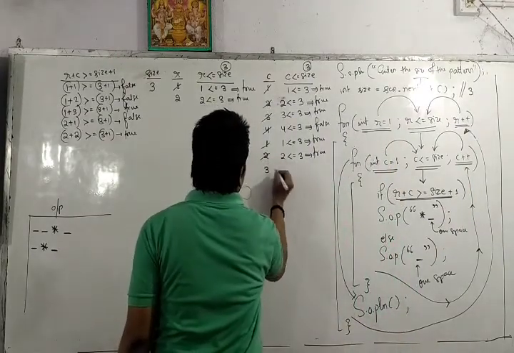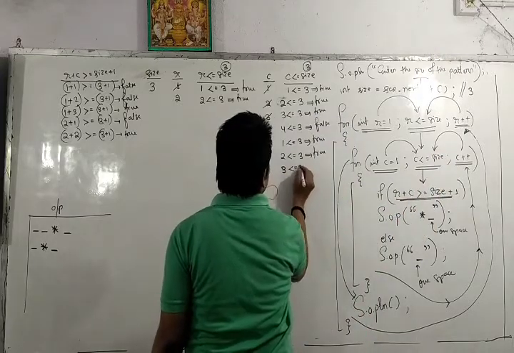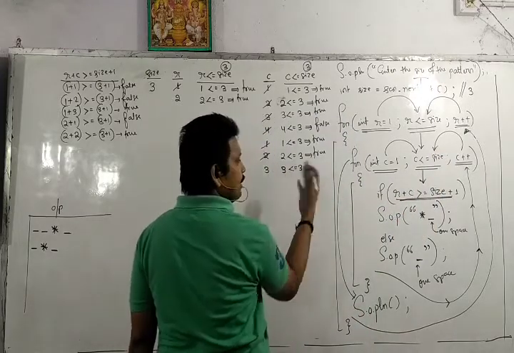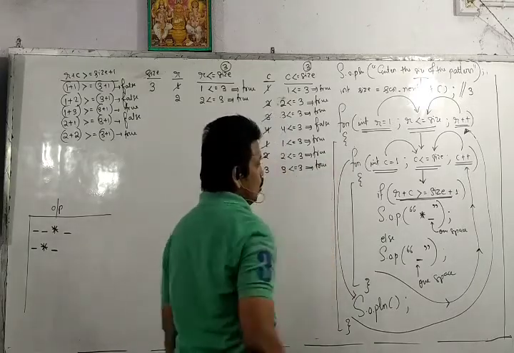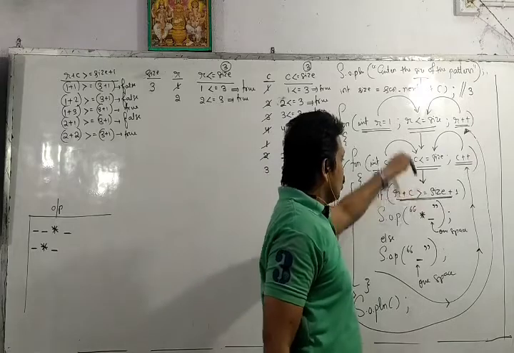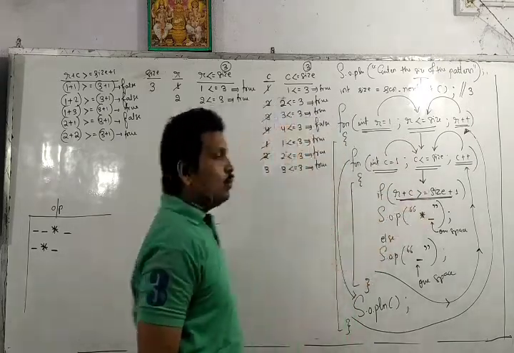It is 3. So 3 is less than or equal to size. 3 is less than 3? No, but 3 is equal to 3? Yes. If it is yes, it means true. If it is true, then the control will go within the body of the inner for loop and check R plus C is greater than or equal to size plus 1.